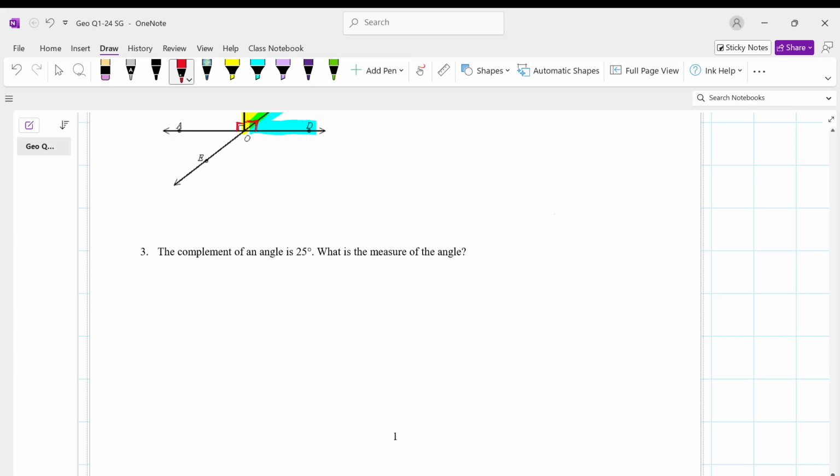All right, problem number 3. The complement of an angle is 25. What is the measure of the angle? Complementary angle, sum 90. So we're going to say that an angle plus 25 degrees equals 90 degrees. So subtract 25 from each side. And our angle is equal to 90 minus 25, 65 degrees. What is the measure of the angle? That's 65 degrees.